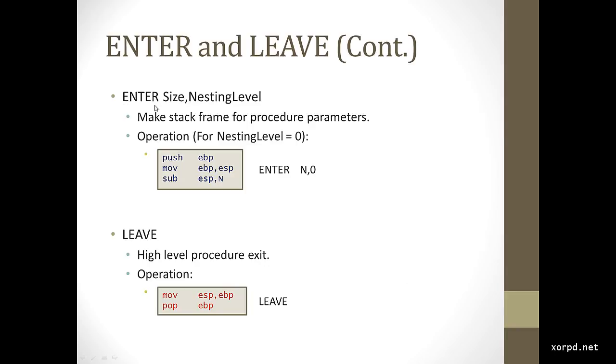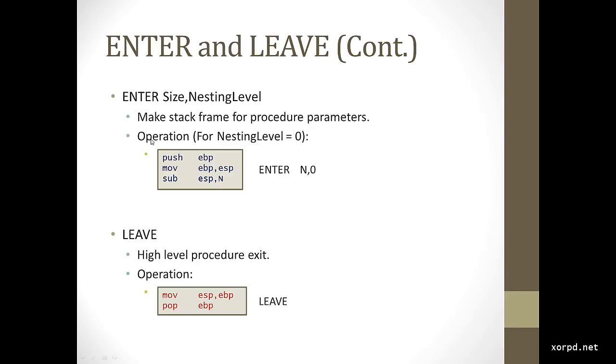Enter has the following signature. It looks like this. It has two arguments. The first one is called size, and the next one is called nesting level. We are not really going to talk about the second argument because it is really never used. I think that I've never seen a use of this second argument. So we will just set it to 0 whenever we use the enter instruction. This instruction is also known as make stack frame for procedure parameters.